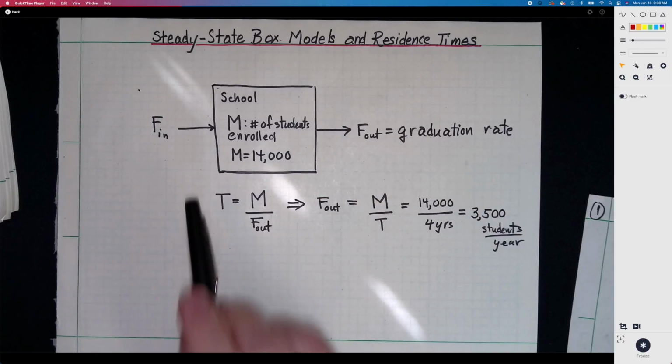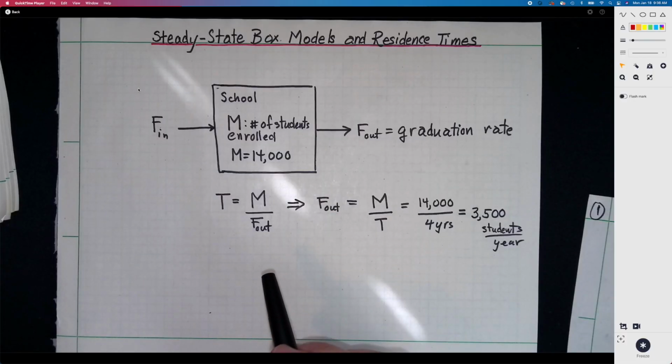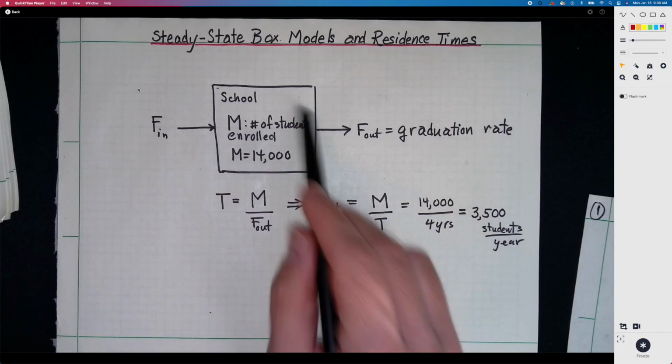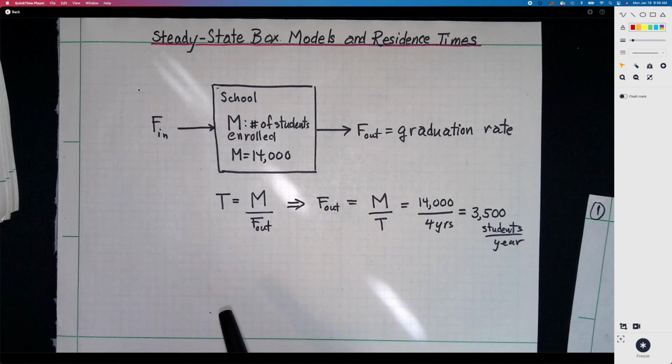All right, so this is our first example of applying a box model in a very simple case where we know the total enrollment, we know the stock, and we know the residence time, which is 4 years.